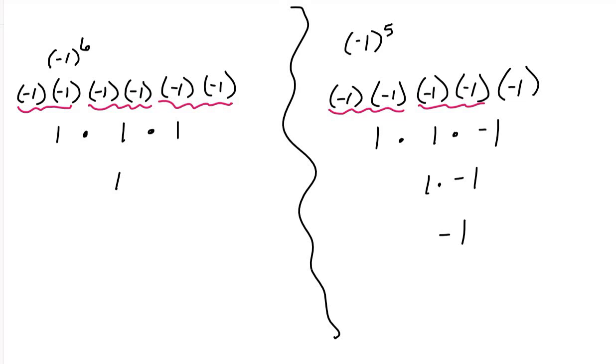So what I want you to notice here is that when this exponent is even, I can pair up my negative 1s, right? That's what even means. It means that you can divide it by 2, so they pair up evenly. If this exponent is an odd number, then you're going to have a negative 1 over here left over that doesn't have anything to pair up with, and your answer is going to end up being negative.